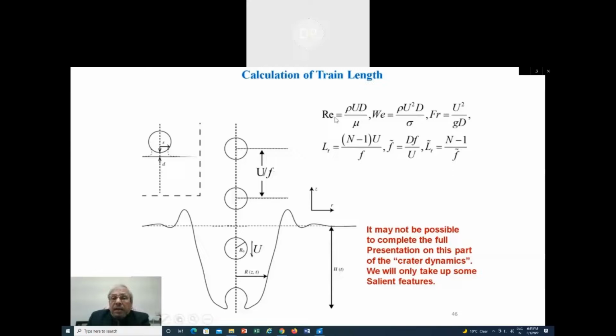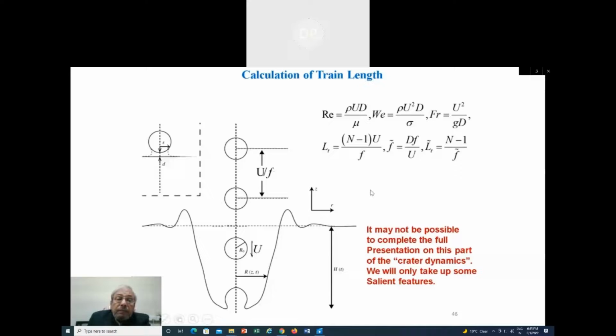These are the parametric definitions. Reynolds number is rho u d over mu, where u is the velocity, d is the diameter, rho is the density, mu is the viscosity. Now the cavity length is given by n minus 1, where n is the number of drops, multiplied by u, the velocity, divided by f, the frequency.